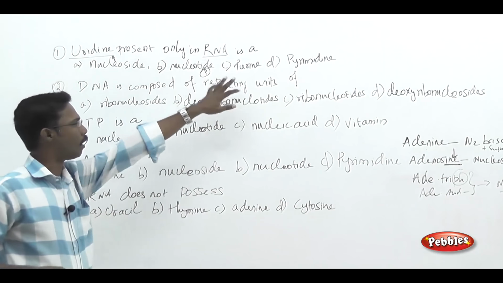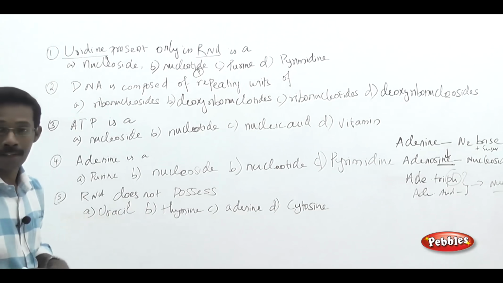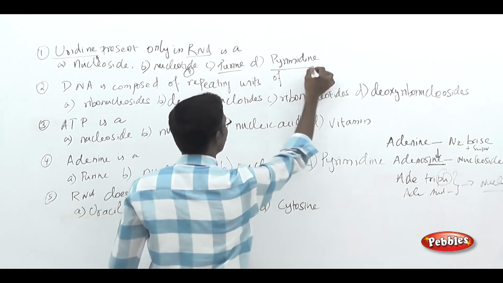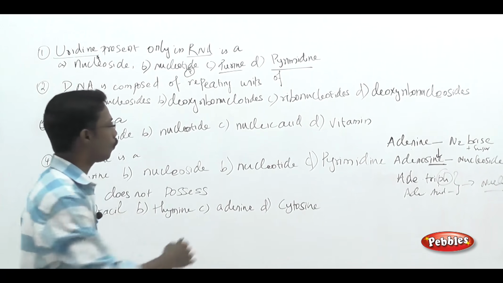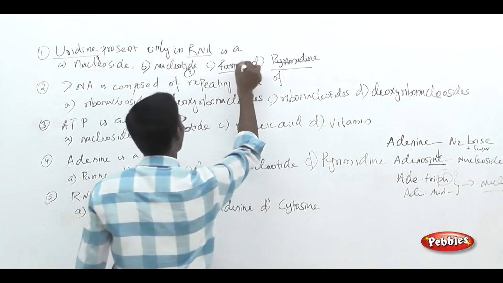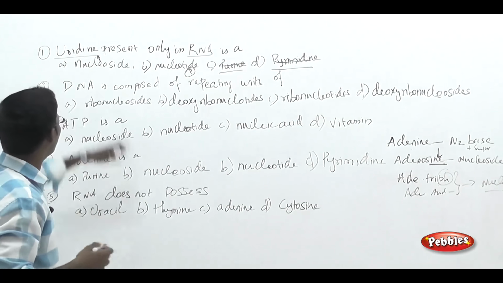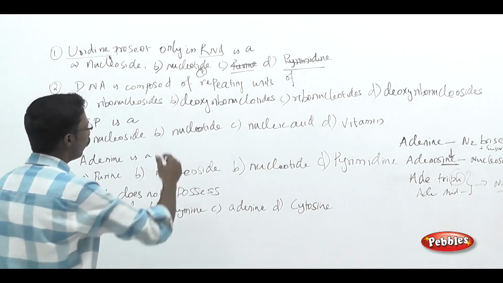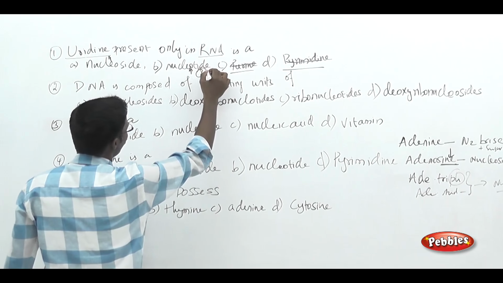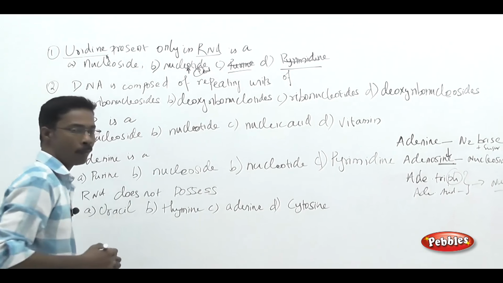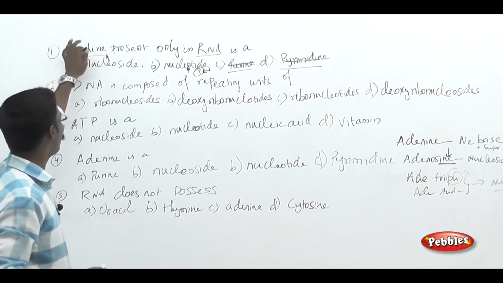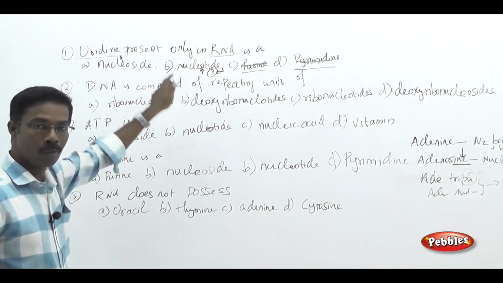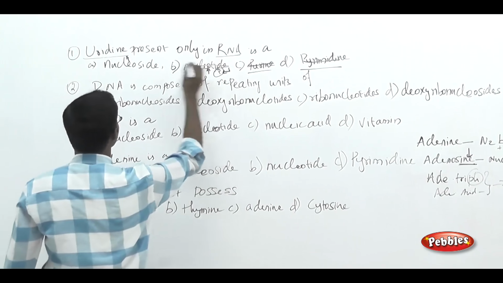Uridine, present only in RNA, is not a purine or pyrimidine, because purine and pyrimidine are just nitrogenous bases. So you cannot choose that as the answer. It must be a nucleoside or a nucleotide. I told you, a nucleotide should come along with a phosphate group. There is no phosphate group here; this is not uridine triphosphate, just the word uridine is given to you. So nucleotide is not the answer.